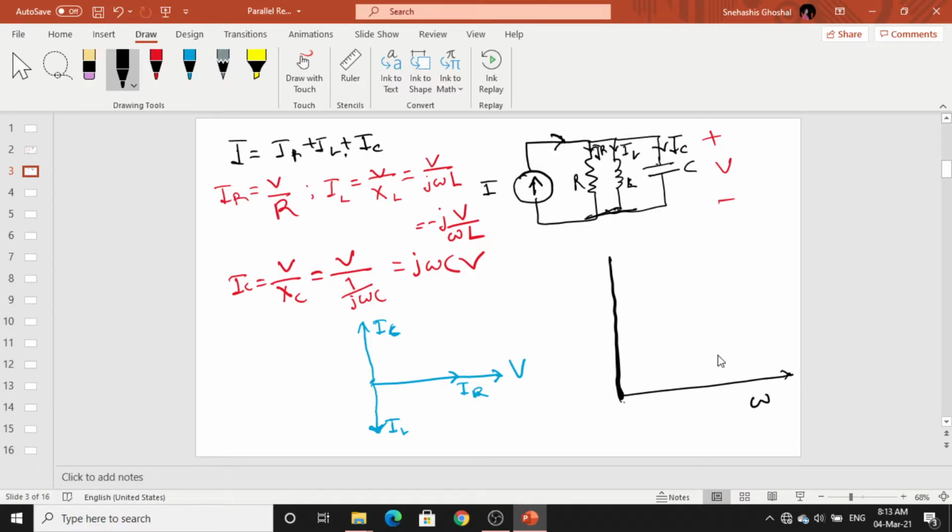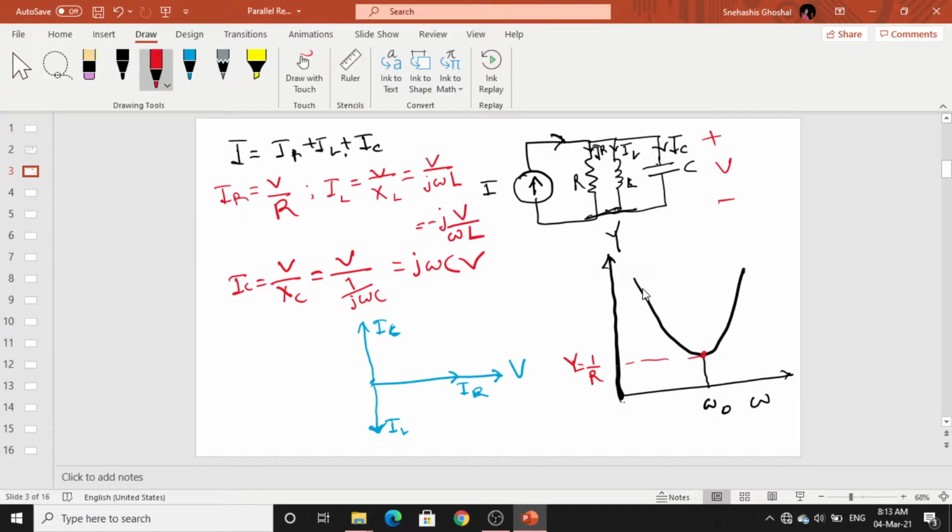This is omega, this is Y admittance. With change in frequency, this thing happens. Now this is your resonating point omega naught, this is Y equal to 1 by R. Here in this case admittance is purely conductive, there is no imaginary part, that's why it is minimum value.